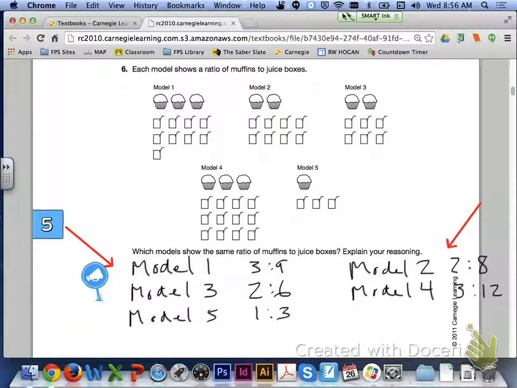Over on the right, model 2 has the ratio of 2 muffins to 8 juice boxes, and model 4 has the ratio of 3 muffins to 12 juice boxes. So that's why those two ratios would be equivalent.